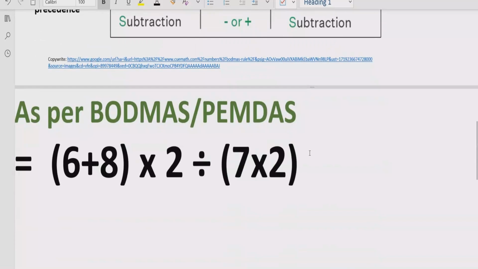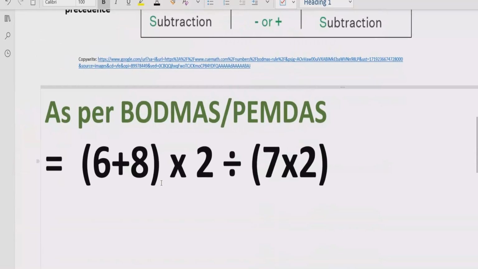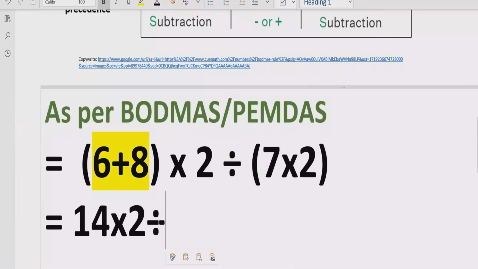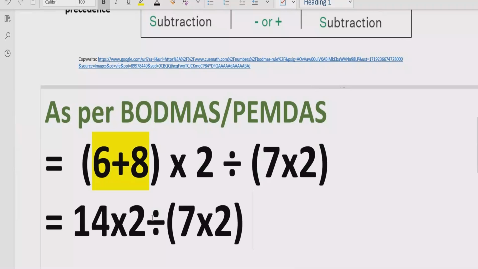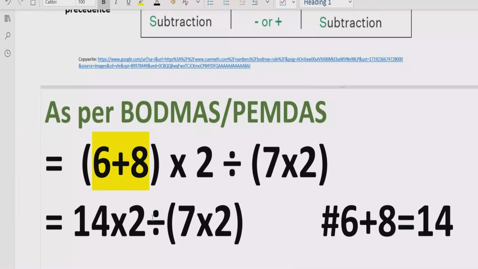According to the BODMAS and PEMDAS rule, we have to solve first the bracket, which is this one, 6 plus 8. So first of all, we will solve this part. Then we get the answer 14, and multiplied by 2 we will write as it is, and divided by 7 multiplied by 2 again we will write as it is. And here we have to give the reference: 6 plus 8 equals 14.